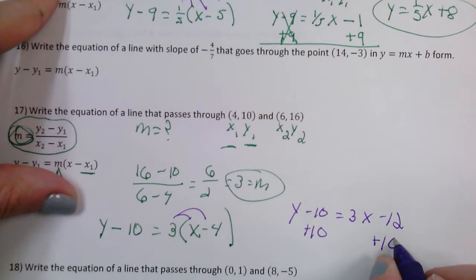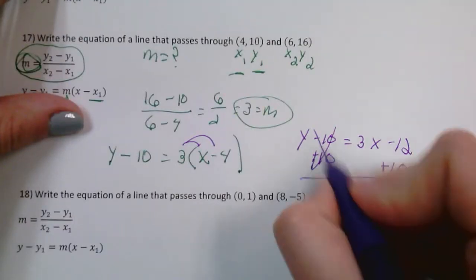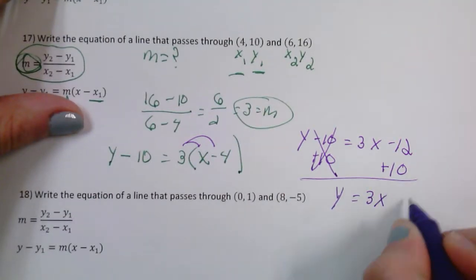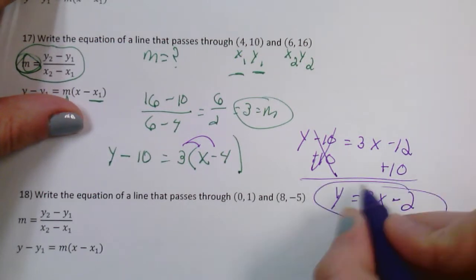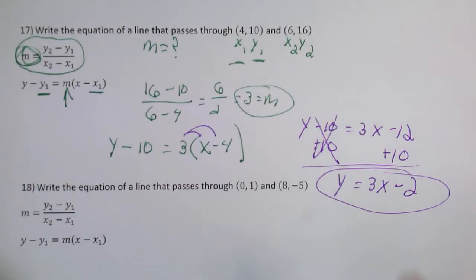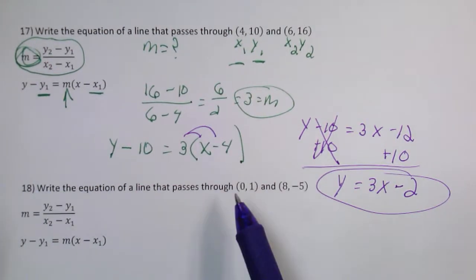And that's going to give me y equals 3x. Careful, negative 12 plus 10, negative 2. All right. So again, you have another example you can do by yourself. Same idea. Start with the m formula.